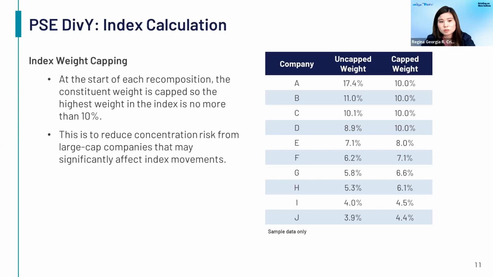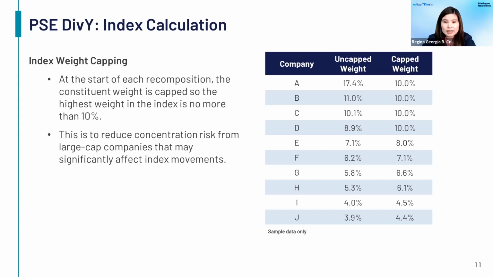You may have noticed in the previous slides that in the selection criteria, market capitalization is not considered. So the index may be composed of a mix of large cap, small cap, and mid cap companies. Capping is done to normalize the weights and reduce concentration risk from large cap companies. And it also prevents steep price movements from largely capitalized companies from significantly affecting index movements. So how do we do the capping?